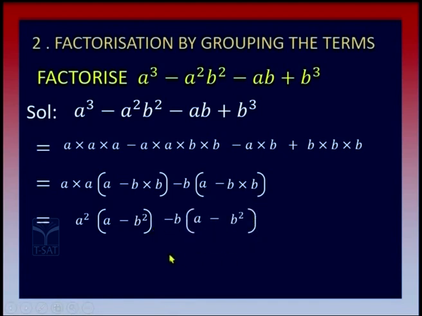You observe the same interesting thing what we have seen in the previous problem. a minus b square is again there in this first term, a minus b square is there in the second term. So, you can take a minus b square as common again. So, a minus b square is taken common and we write the remaining part inside the bracket. What is the remaining part from the first term? a square. Minus b is the remaining part from the second term.